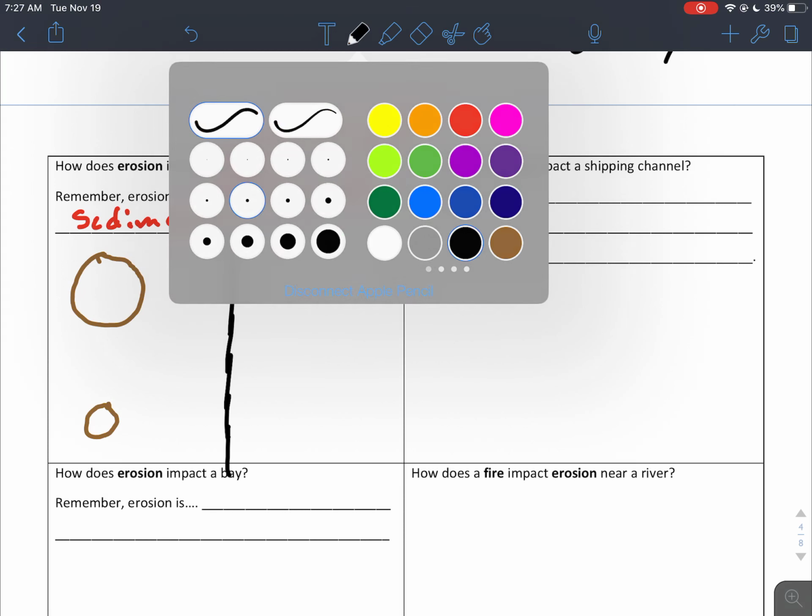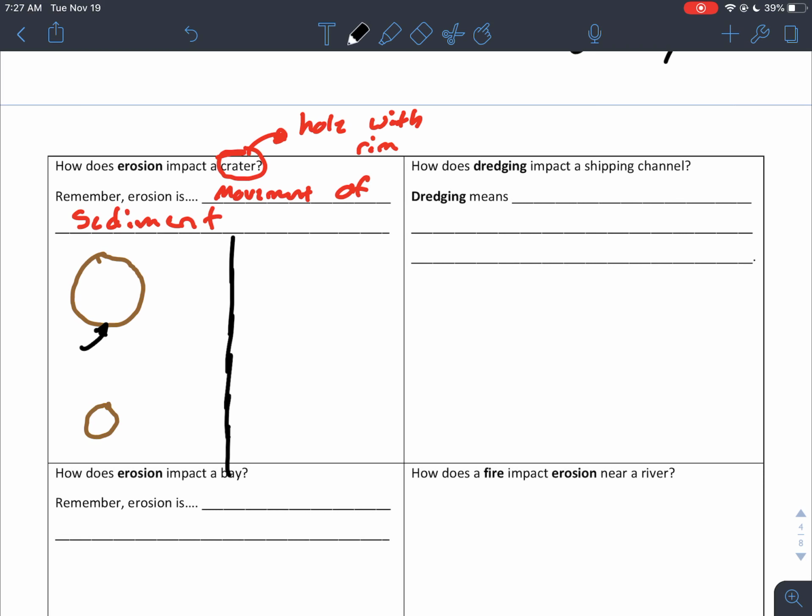So what happens when wind blows on this crater? It takes all the stuff out of the rim or the outside and puts it in the bottom. So it starts to fill in the crater. It's just like filling in a hole that you might have dug out in your yard. The wind fills in the crater. It gets narrower and less deep. So that's what we're going to write. Erosion makes craters lower and smaller.